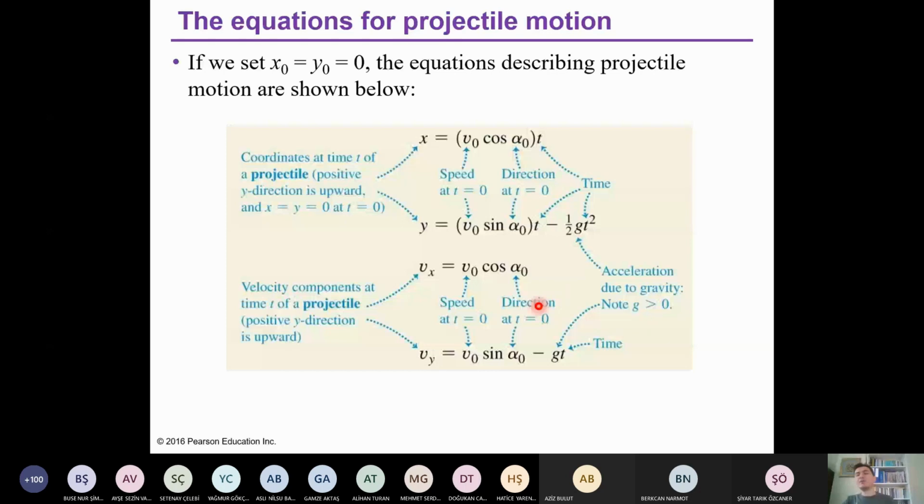You don't have to keep these equations in your mind. If you know the 4 equations of motion for a constant acceleration, then you can easily derive these equations by yourself. Do you have any question here?